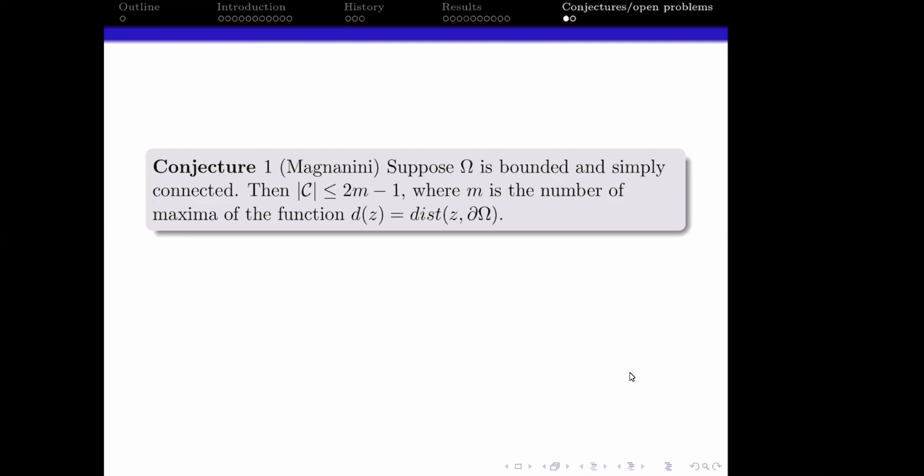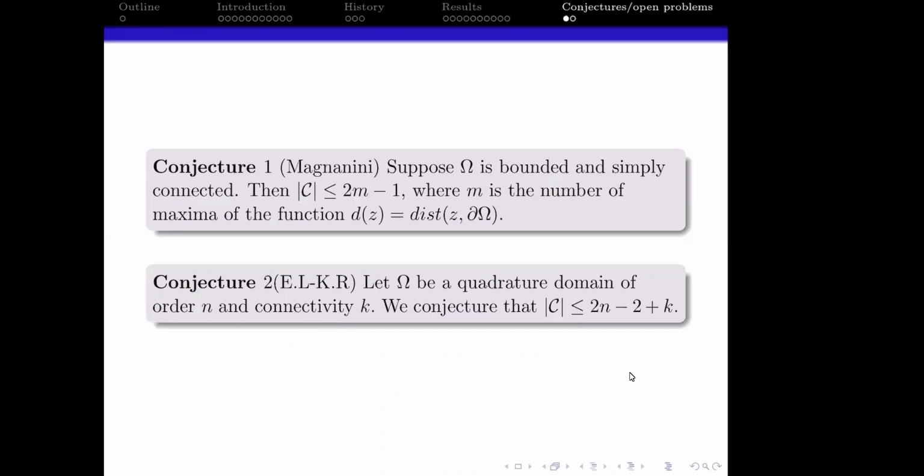Suppose you draw some simply connected domain like this, and look at a point z, and you measure the distance to the boundary. It is intuitively clear that however many maxima the distance has, it is capturing the points where the convexity will change. But if there are many wiggles, they will contribute a lot to the number of maxima. So this is his conjecture.